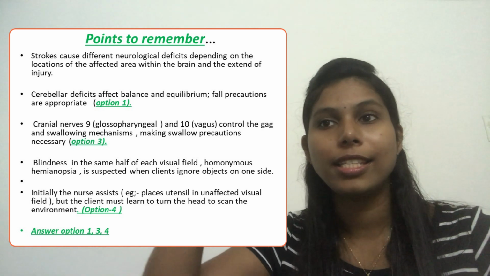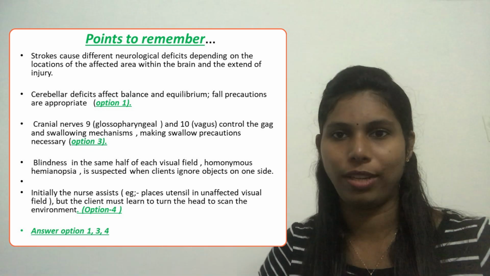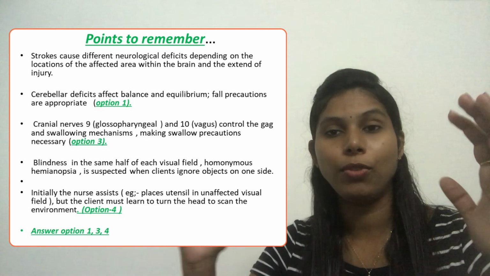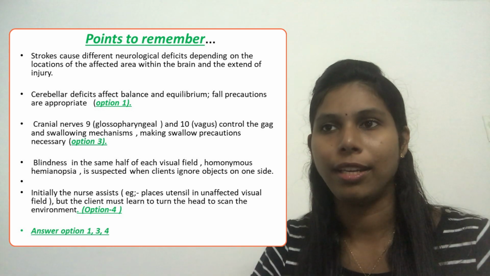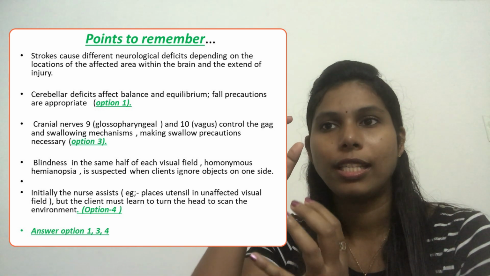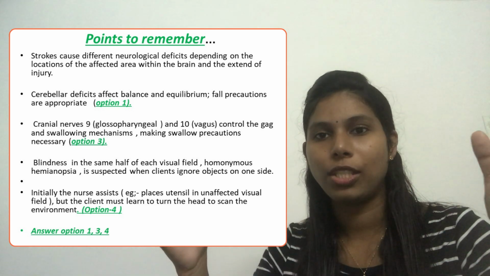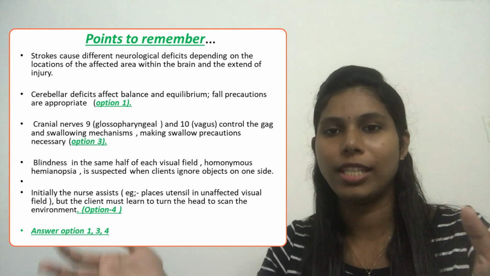The blindness is in the same half of each visual field. In each visual field, there will be a blindness. So the suspected client may ignore the objects on one side. They will not see that.